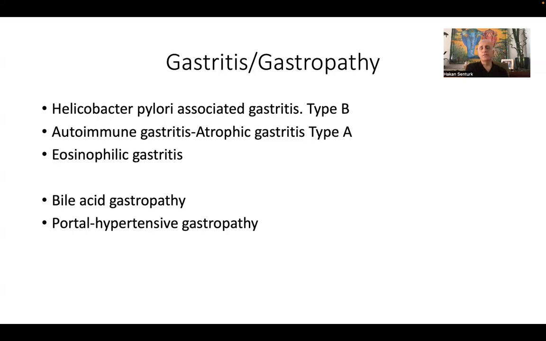Portal hypertensive gastropathy is another type of gastropathy that happens in the course of portal vein thrombosis or liver cirrhosis. If there is an increase in portal pressure over 10 centimeters, then portal hypertensive gastropathy develops due to vascular alterations. And it is common in patients with cirrhotic disease.